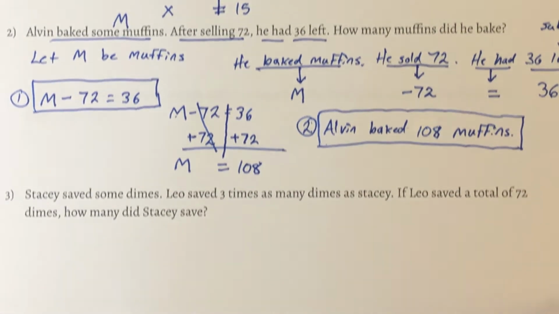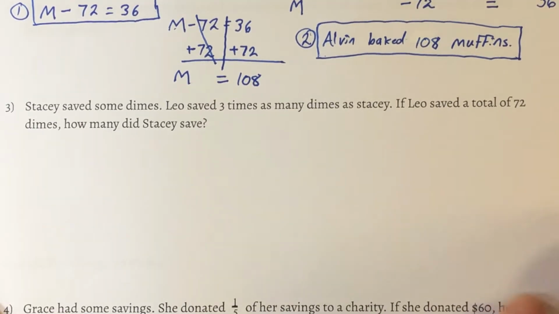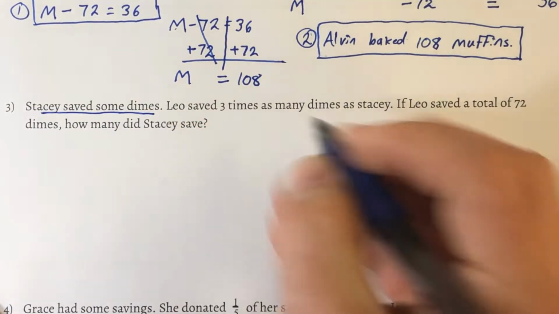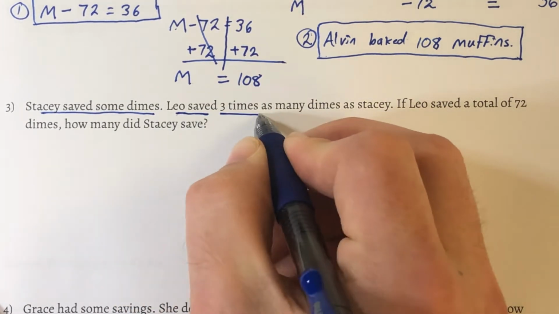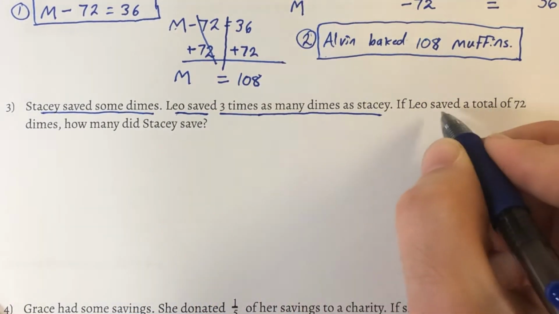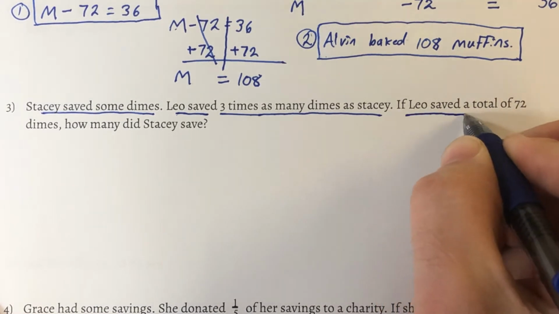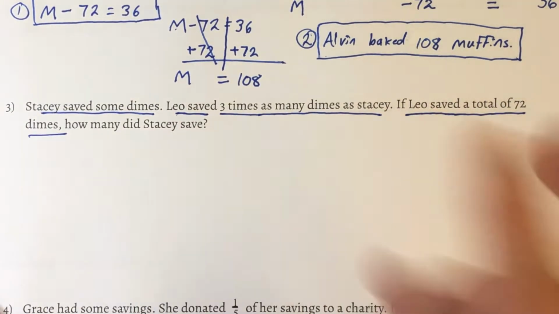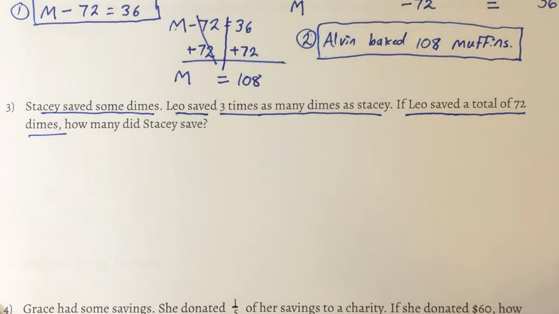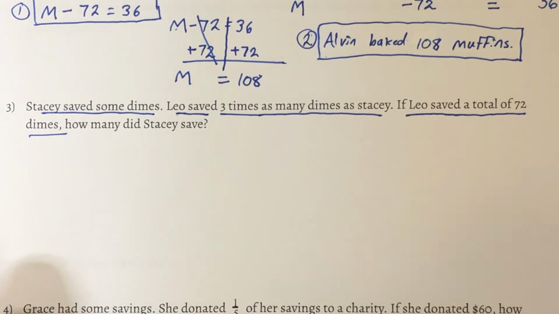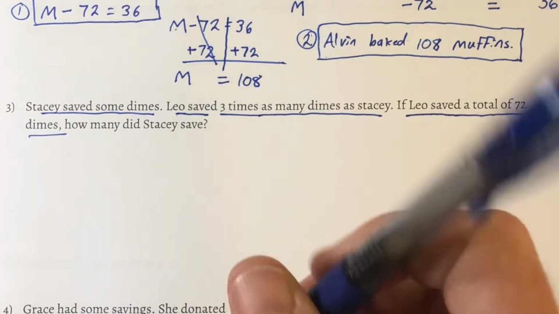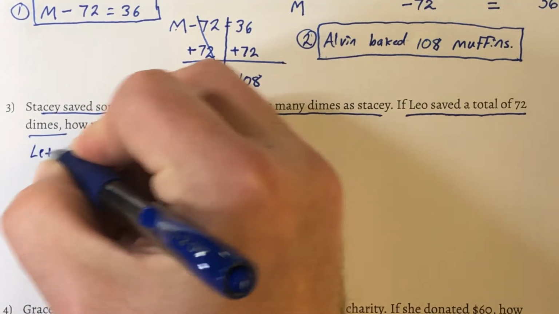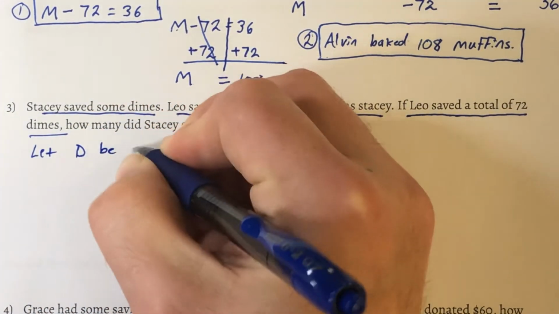All right, third example. Stacy saved some dimes. Leo, however, saved 3 times as many as Stacy. Leo saved a total of 72 dimes. How many did Stacy save? So, first, what do I not know? Well, it says Stacy saved some dimes. I don't know how many dimes. So we're going to let capital D be dimes.